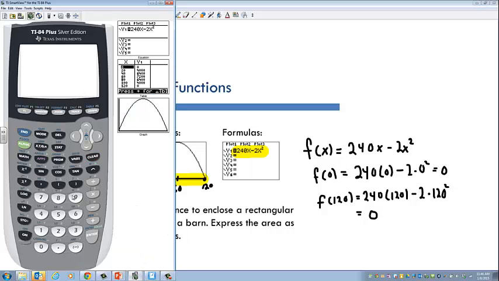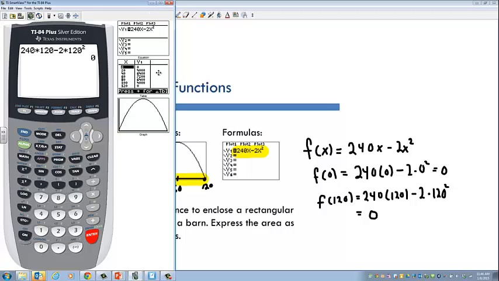So if you have your calculator, you can practice this. Take 240 times 120 minus 2 times 120 squared, and yes, you get back 0.